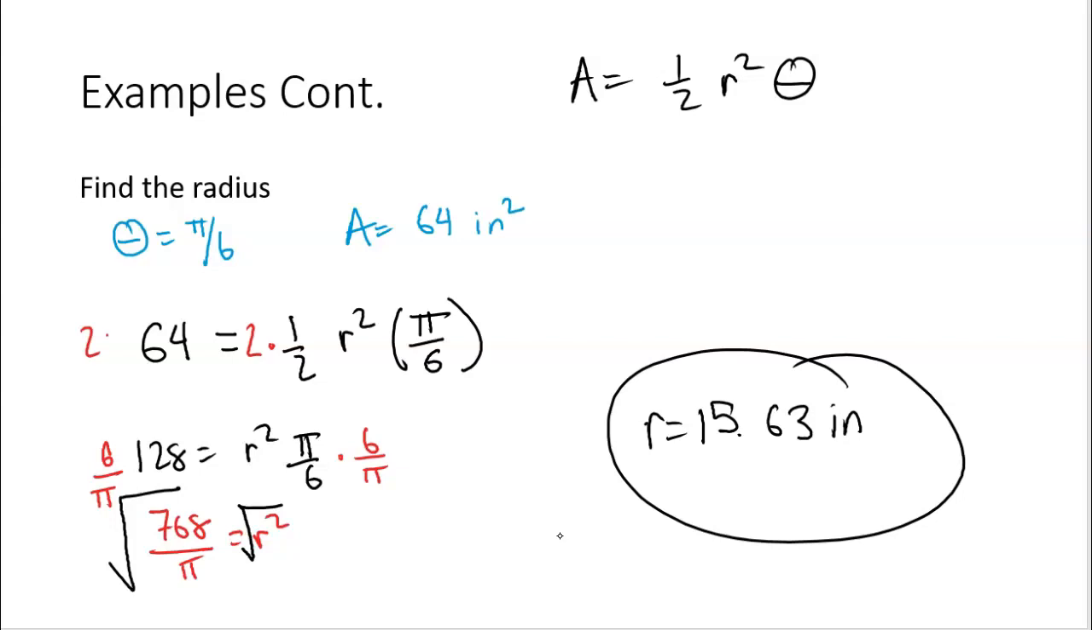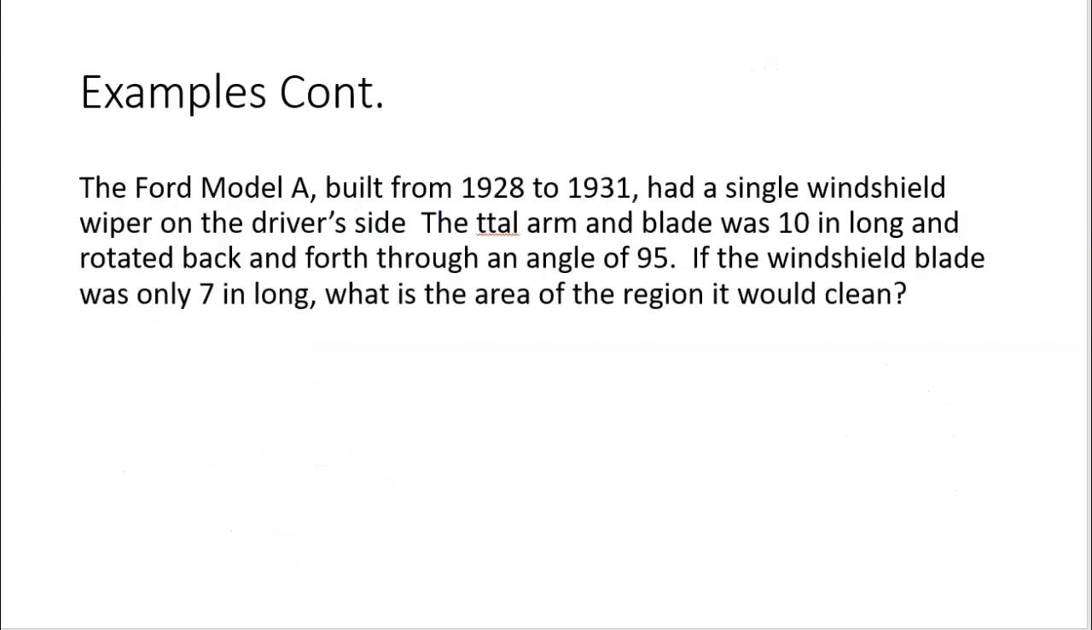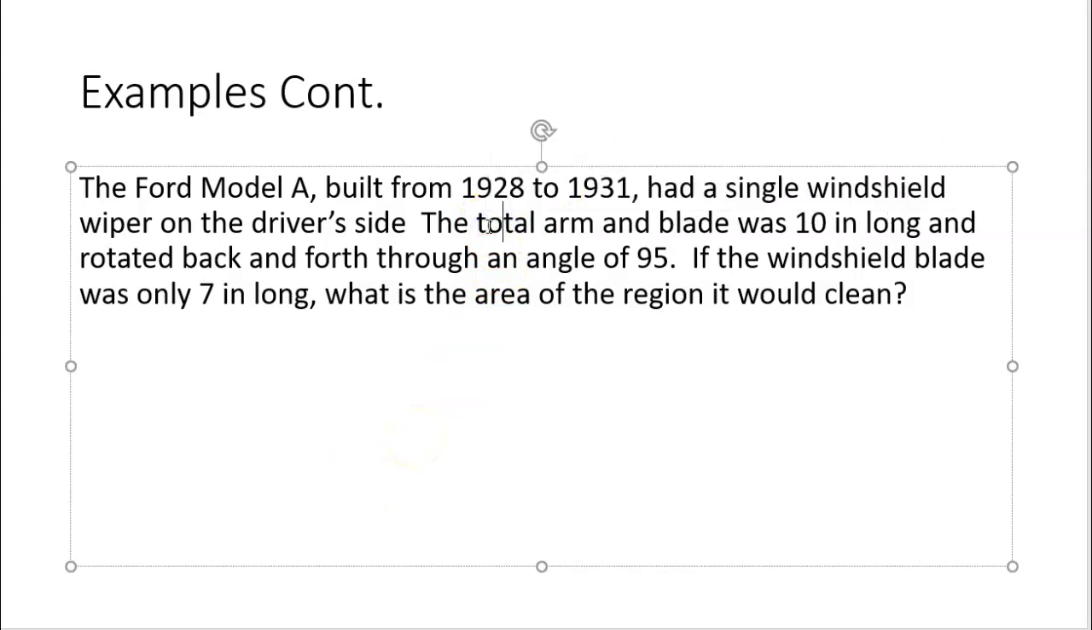So, final problem. Let's do a little word problem here. So let's go ahead and look at this. The Ford Model A, built from 1928 to 1932, had a single windshield wiper on the driver's side. Oops, that's supposed to say total.